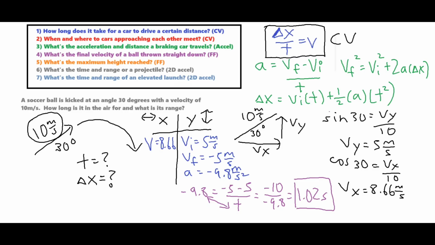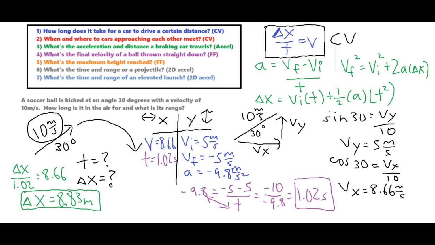All right, now that we got our time, it's our only variable that can fit into either column, so I can go ahead and take that time and slide it in right over here. And then now I have everything I need to find my delta x because the formula is delta x over t equals v. So let's go ahead and set that one up over here. So we have delta x over t, 1.02, equals our v. And then if we multiply both sides by 1.02, we got our answer, and our delta x then comes out to 8.83 meters.